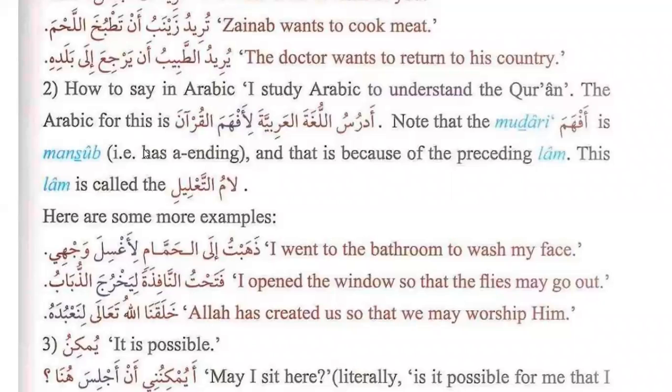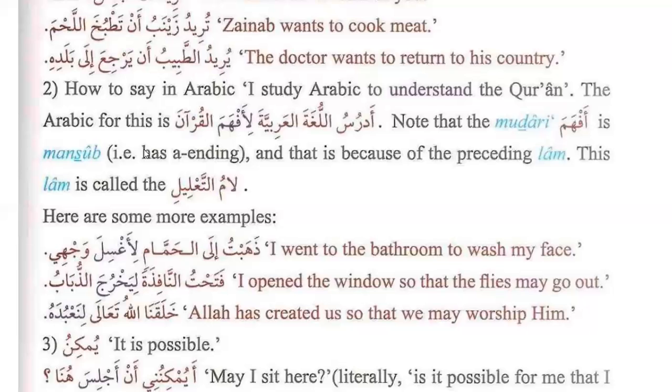Dhahabtu ilal hammam li aghsila wajhi. I went to the bathroom to wash my face. Fatahtu an-nafidhata li yakhruja adh-dhubab. I opened the window so that the flies may go out. Khalaqana Allahu ta'ala li na'budahu. Allah has created us so that we may worship him.